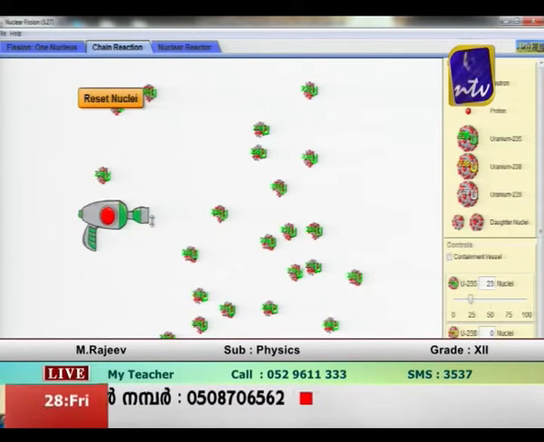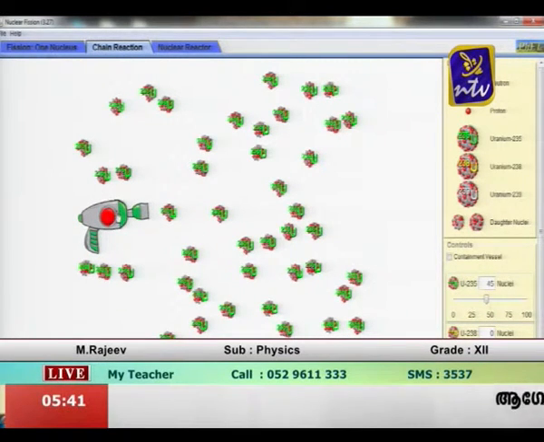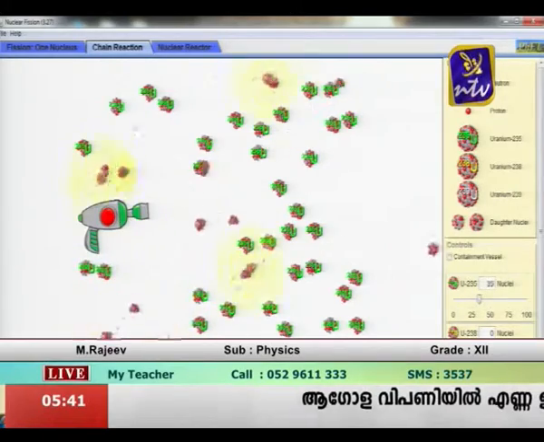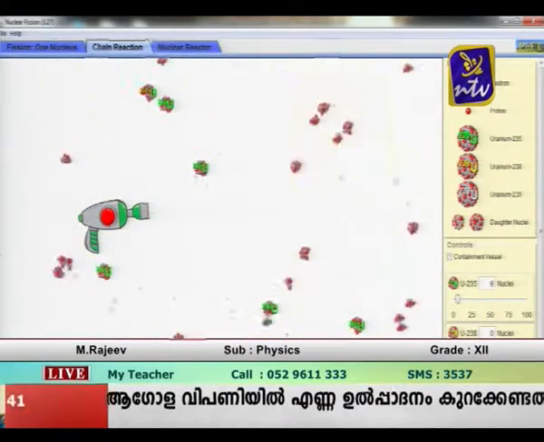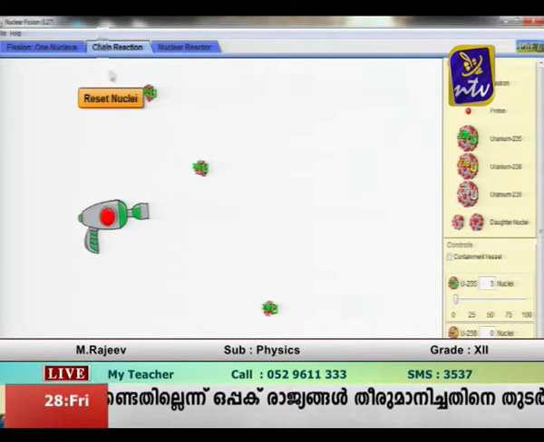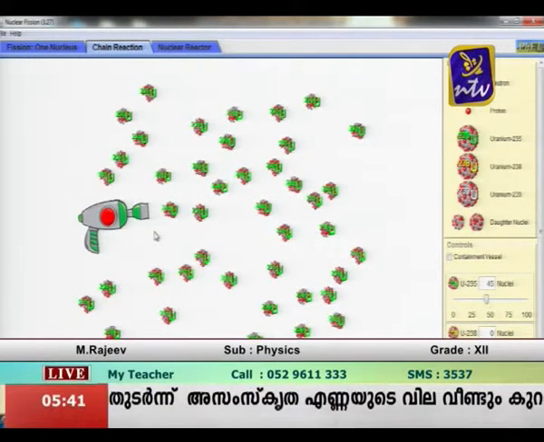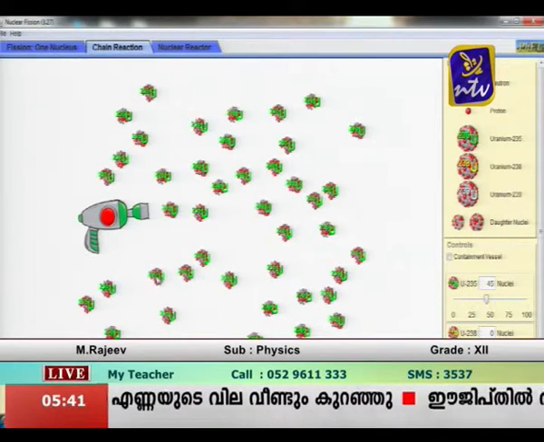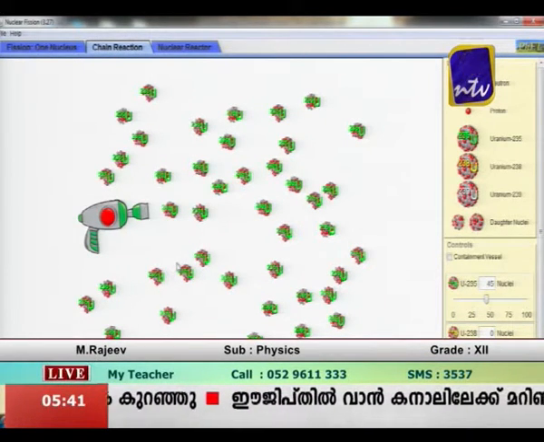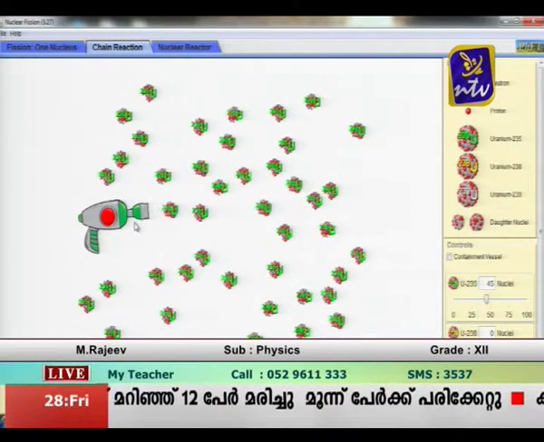Now, in fact, I will increase the number of nuclei. You see what is happening. Look. What did you observe here? It splits a nucleus into many nuclei, many fragments, and more neutrons are also released. Those neutrons will again cause nuclear fission on other nuclei, and a tremendously high amount of energy would be released in a short span of time.